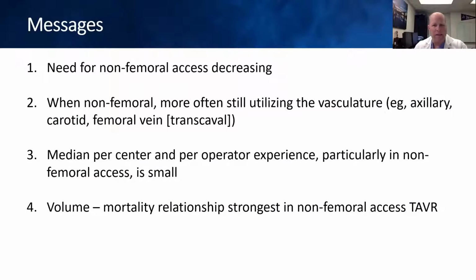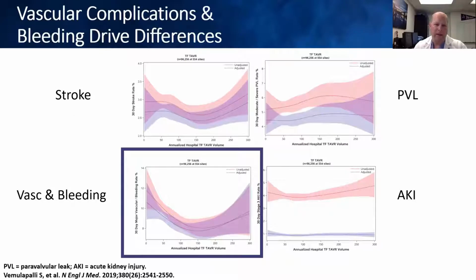Non-femoral access needs are decreasing. When we're doing it, we're not primarily using an intrathoracic conduit. The median per-center and per-operator experience is small, and the volume-outcome relationship in TAVR is strongest when we're doing non-femoral access cases. In fact, if you dig into that data a little bit, what drives that volume-outcome relationship is primarily vascular complications and bleeding, less so acute kidney injury, stroke, etc.